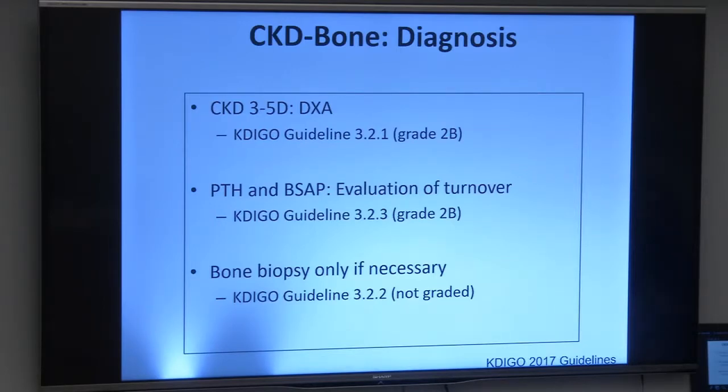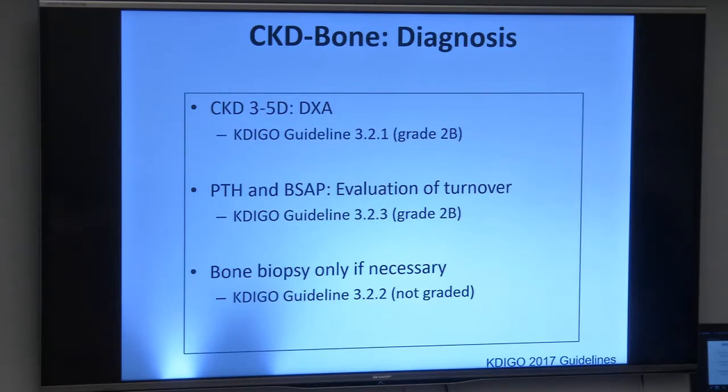The KDIGO guidelines also recommend that in renal failure patients, although you can screen for fracture risk with a DEXA, it's very important to know the bone turnover because that's going to affect your treatment management. Remember that renal osteodystrophy is a spectrum of turnover, so you need to know what the turnover is, and you can do that by getting a PTH or a bone alk phos, and that is also graded as 2B.